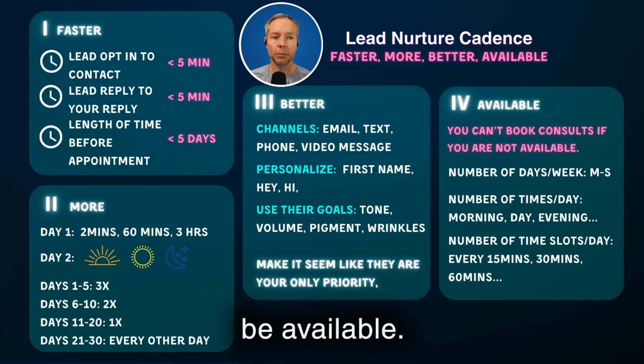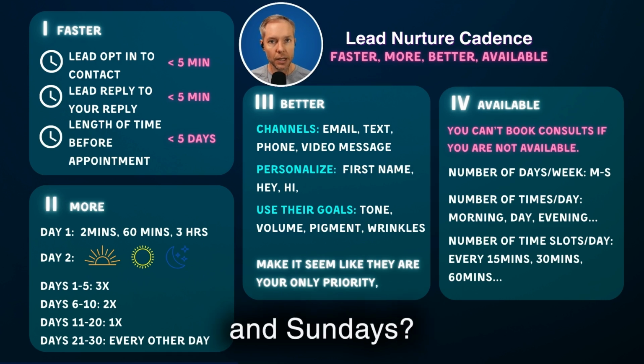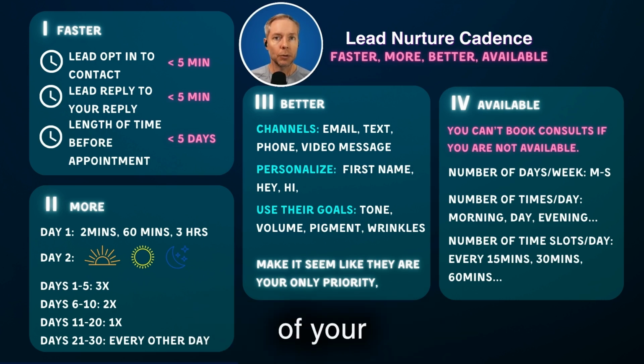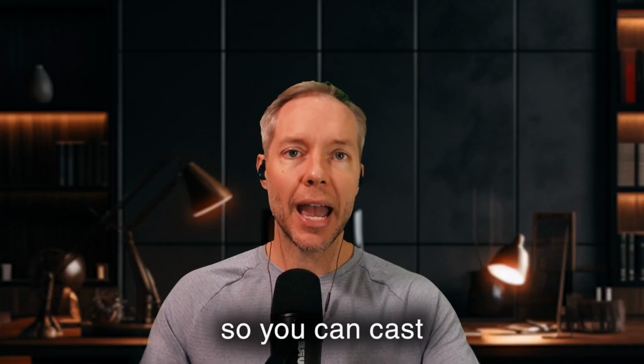You must be available. So how this breaks down is, what days of the week are you available? Is it just Monday to Friday? Are you available on the weekends, on Saturdays and Sundays? Because there's going to be certain portions of your population that are only available on weekends and/or on weekdays. The number of times per day: morning, afternoon, and evening. Okay, if you're available at those times, then be available at those times so you can cast a bigger net.